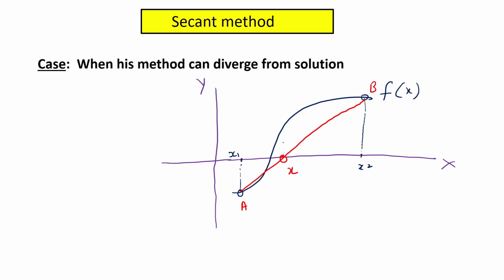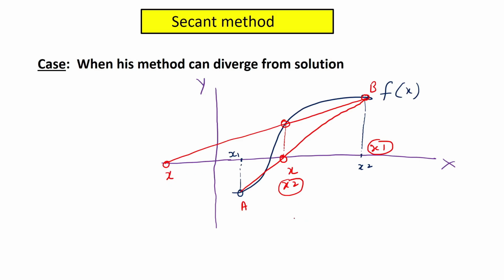Now let's say again I want to repeat this process to find the x between the new points. So the new points will be: x1 will be moved to the old x2, and x2 will be moved to this x. So this x2 and x1 are my new points. Now if I draw the line again, this is my new point and this is my old point. Now if I join these 2 points using a straight line again, I will get this point on the x-axis. So this is my new root.